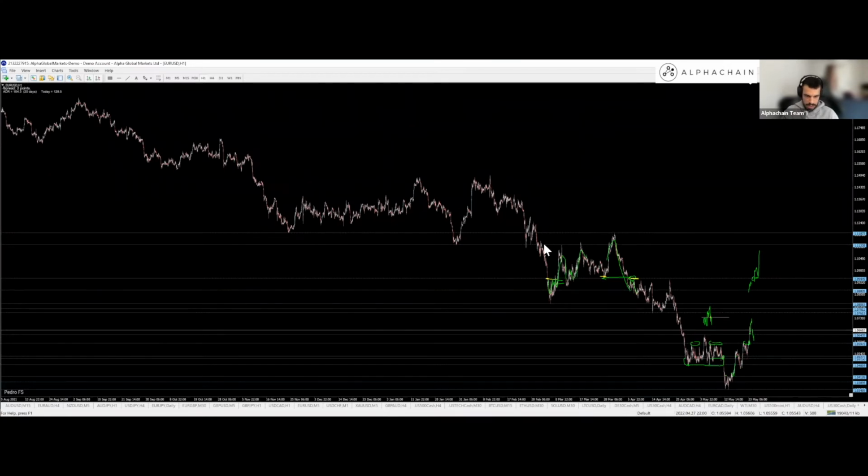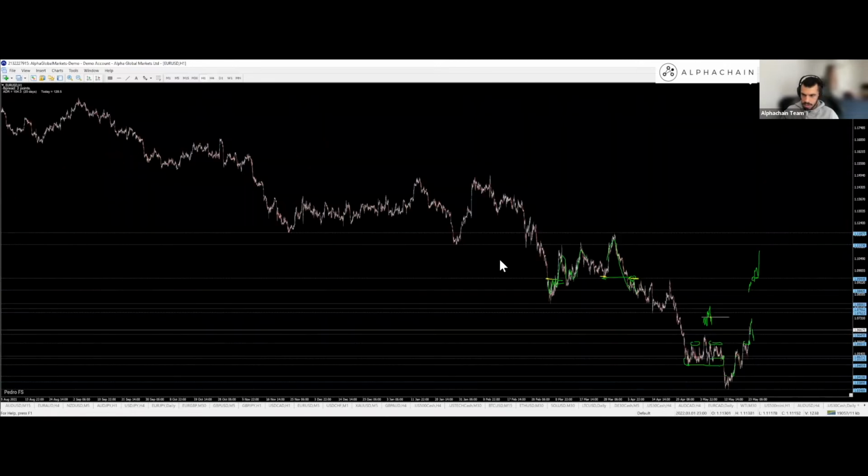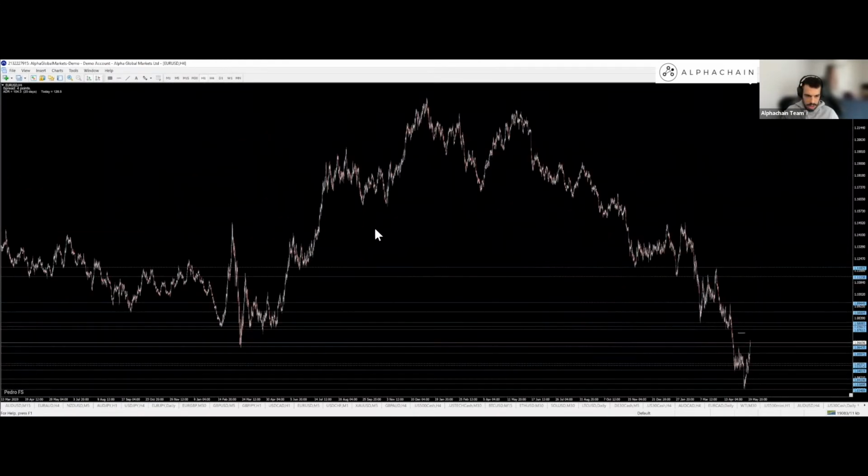This is exactly a similar scenario to the one I mentioned just a little bit before, which is when we have that line that I just mentioned. I'm actually going to zoom out and go to the daily time frame. This is a good example of what I was saying before.